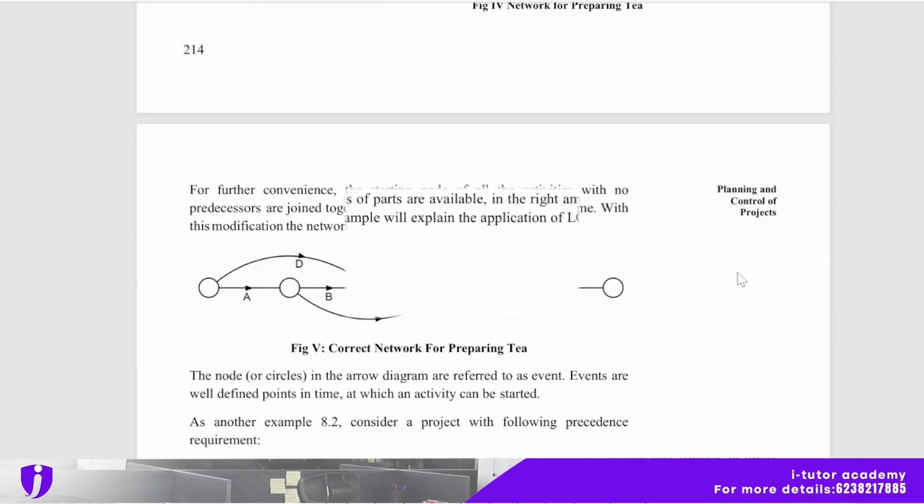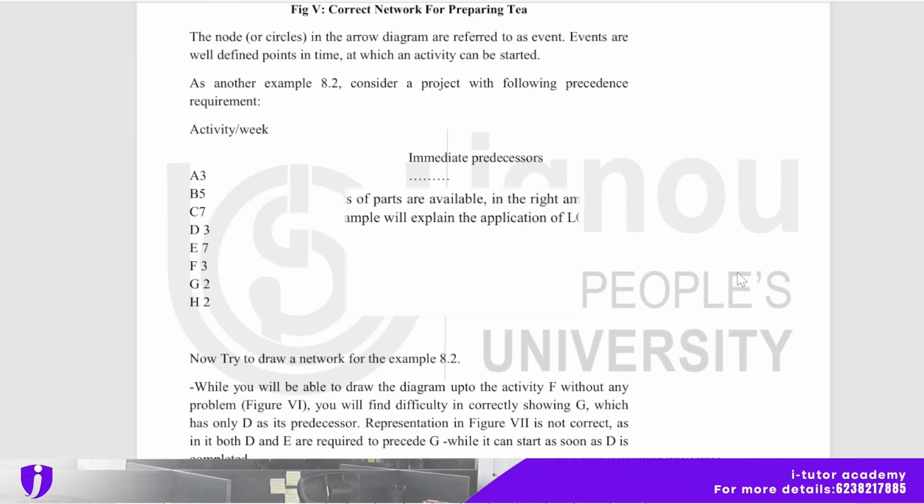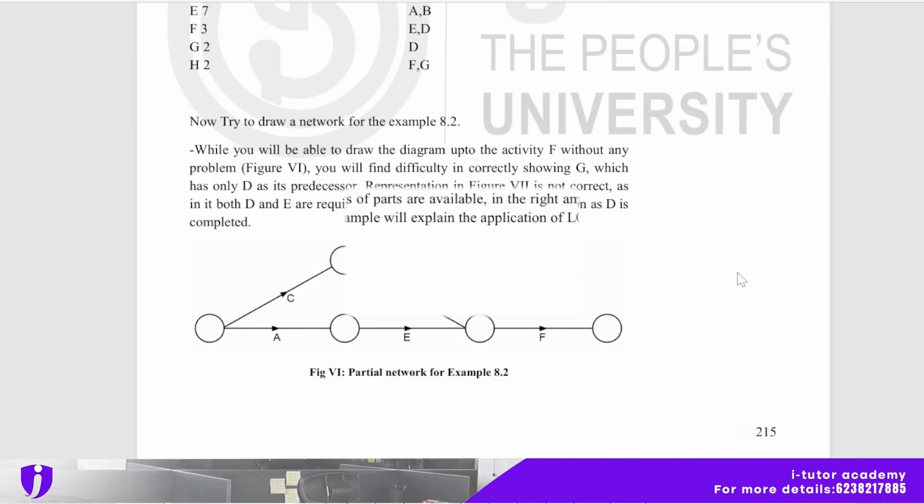And for further convenience, the starting nodes of all the activities with no precedents are joined together, as they can be started at the same time. With this modification, the network will look as follows. Okay, so this is just an example, you can create your own way.